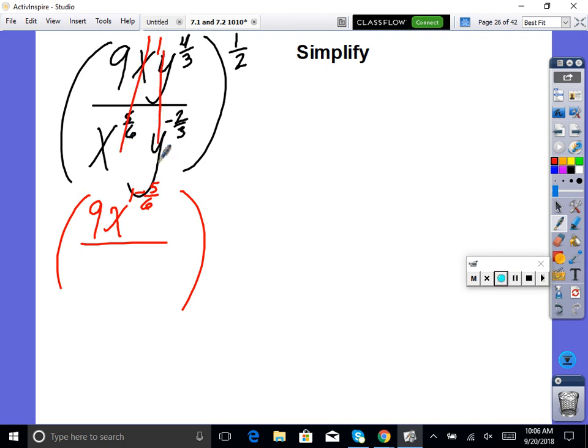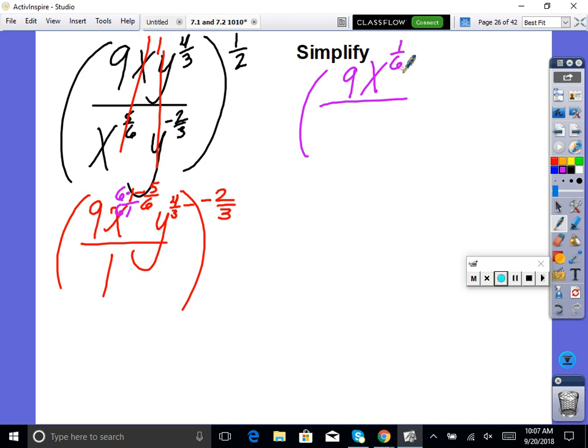And then like here, when you divide, so we have a y, and then we have a 4/3 minus -2/3. So on the bottom we have a 1. So let's simplify this. So we have on top a 9. We have an x to the, you said we need a common denominator, times by 6/6. So that's 6 minus 5, which is 1. So 1/6. Is everybody good? So x to the 1/6, and that's on top.